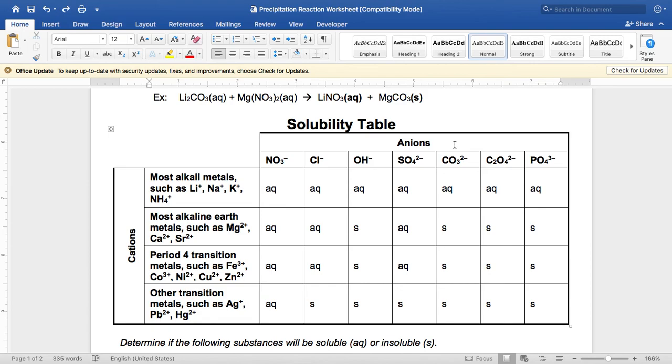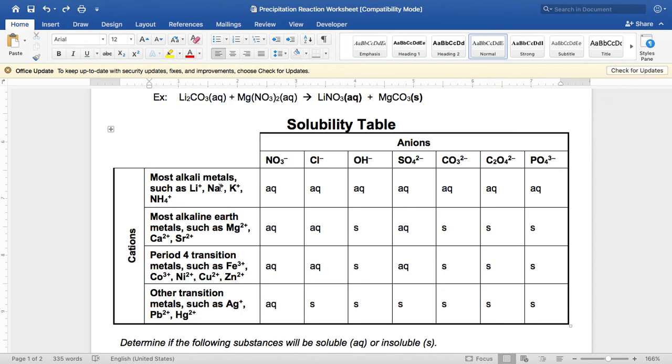The top part of our table has our anions. So remember, these are negative. Okay, we have nitrate, which is a negative 1. Chloride is a negative 1. Hydroxide, negative 1. We have sulfate, which is 2 negative. Carbonate is 2 negative. Here's a new one. Oxalate is 2 negative. And phosphate is 3 negative.